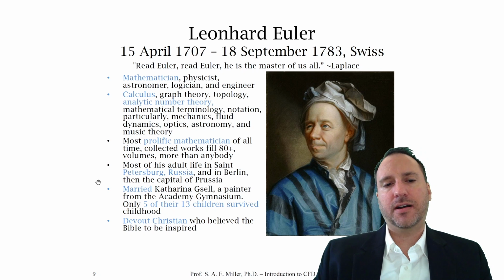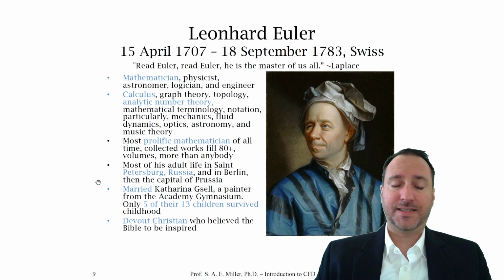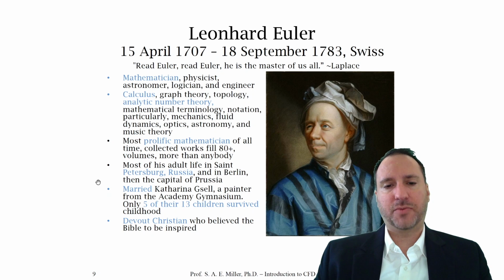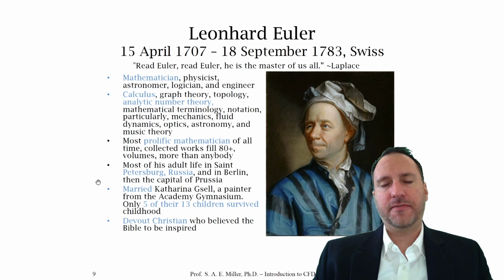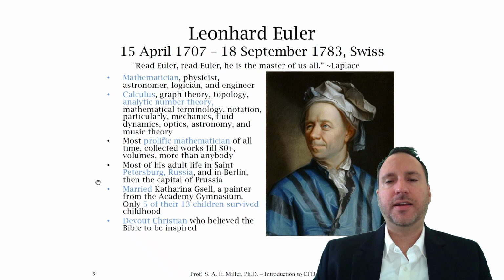He married Catherine Gesell, and he had many children, but only a few lived. Only 5 of his children lived, and the other 8, unfortunately, passed away. He was a very devout Christian, and in his life, unfortunately, he went blind, and he underwent cataract surgery twice. At the loss of his second eye, he said, "Now have less distractions." And actually, he was just as prolific and productive as a mathematician after he went blind.